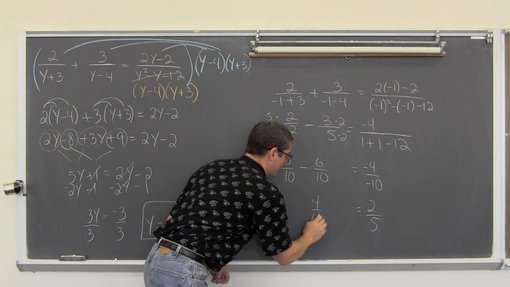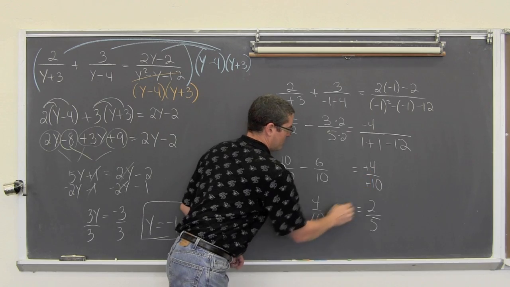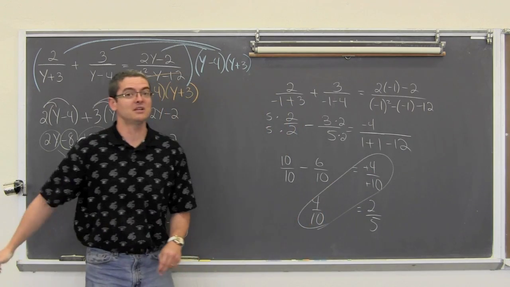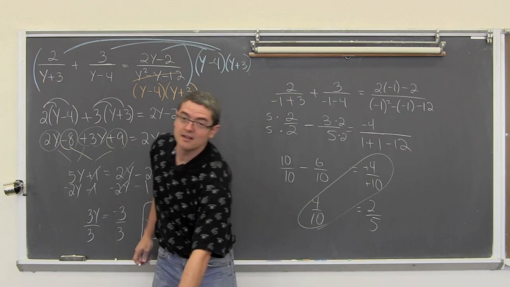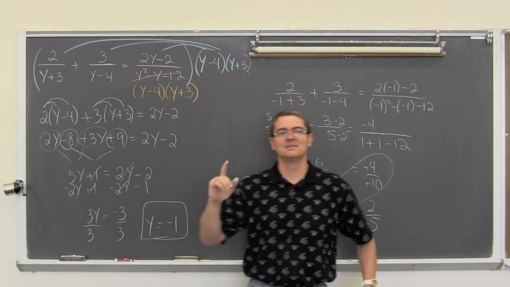4/10 and, oh, well I can stop right there because I have matching values. 4/10 equals 4/10, or 2/5 equals 2/5. That's the end of my last example. Go do your homework.